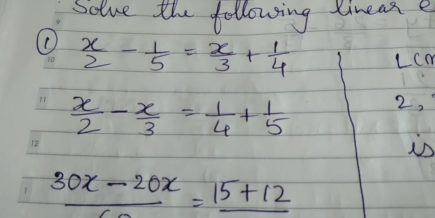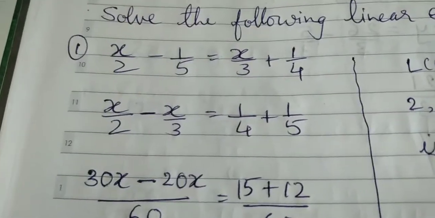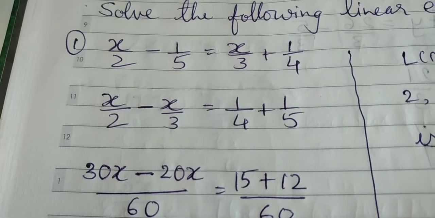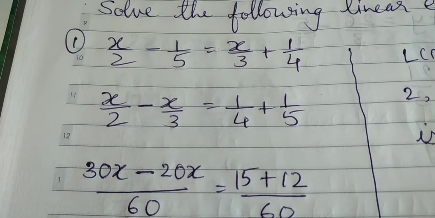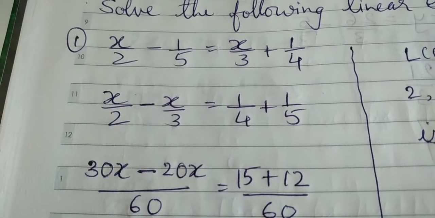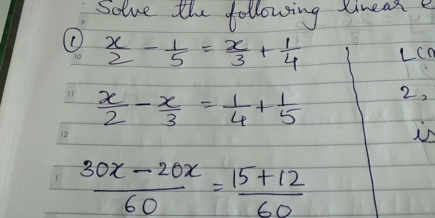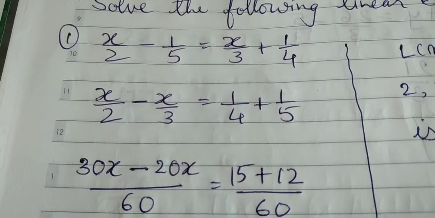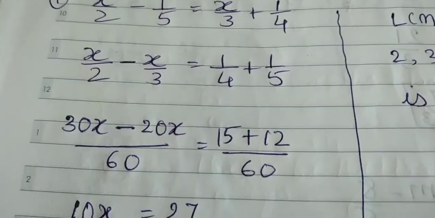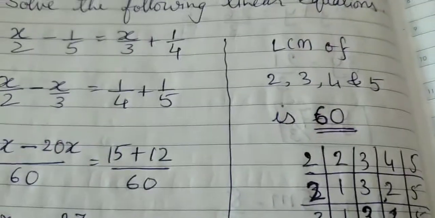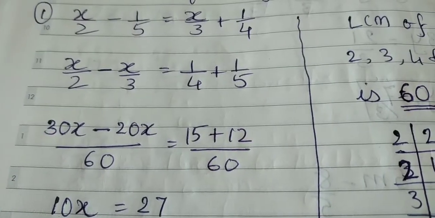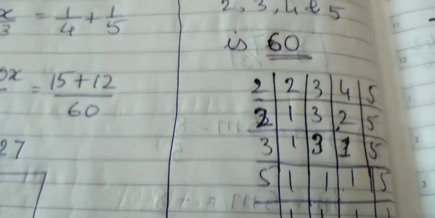Okay, so take the like terms as I always explain to you. x upon 2 minus x upon 3, and to the other side you take the constant terms, 1 upon 4. Negative 1 upon 5 will become positive 1 upon 5. Now the LCM of the denominators 2, 3, 4 and 5, we get 60.